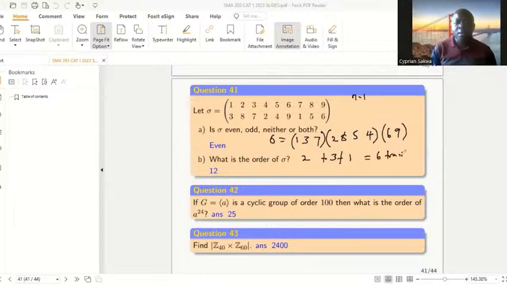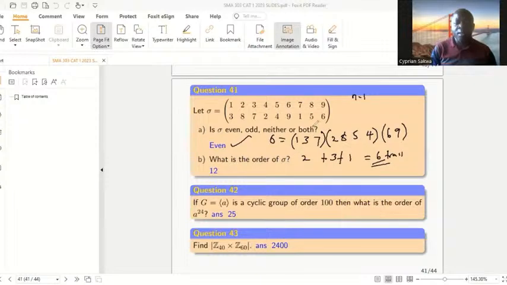If you have an even number of transpositions, then we say that the permutation is even. And if you have an odd number of transpositions, then we say that it is odd. In this case, you have 6. So 6 is even, therefore it's an even permutation. What is the order of this?